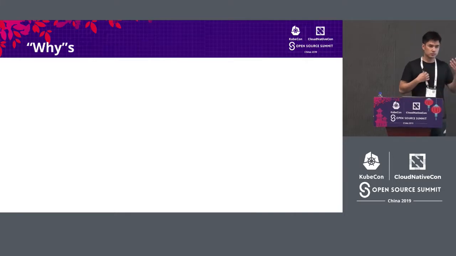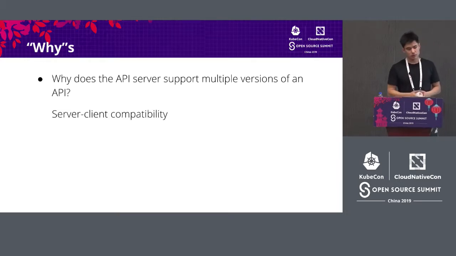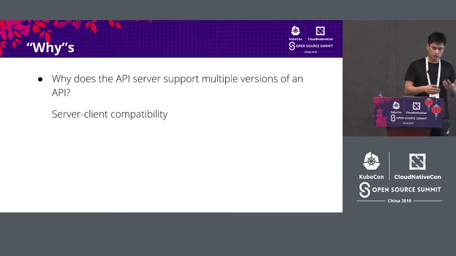Right. So the aforementioned is how things work today, and I want to give some insights on why things are designed like this. The first question is, why does the API server have to support multiple versions of an API? That's because we want to make sure of server and client compatibility. That's to enable different lifecycle management, to decouple the lifecycle of the server from the lifecycle of the client.